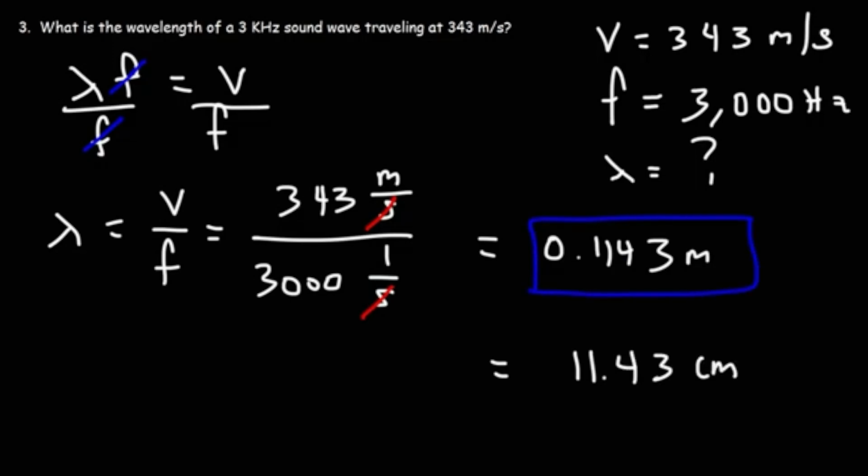So that's how you could find the wavelength given the frequency and the speed of the wave. Number 4. A wave has a peak-to-peak length of 25 centimeters and a period of 40 milliseconds. What is the speed of the wave? So let's draw our wave.